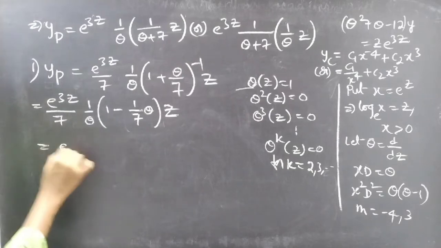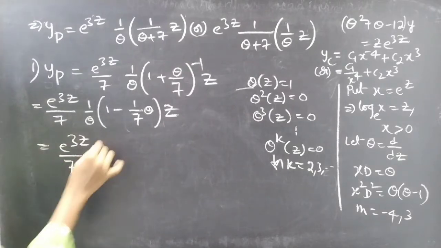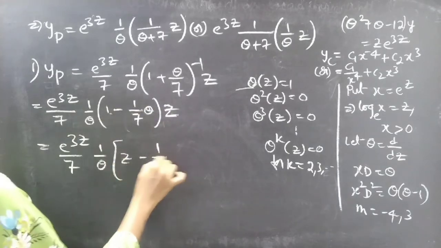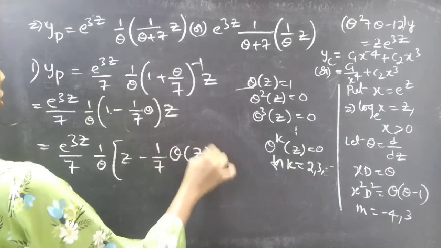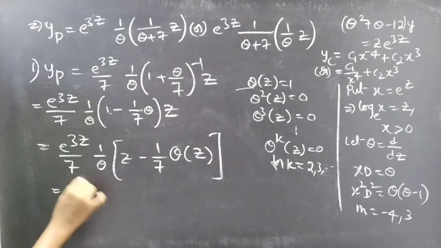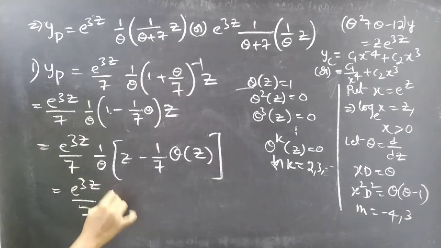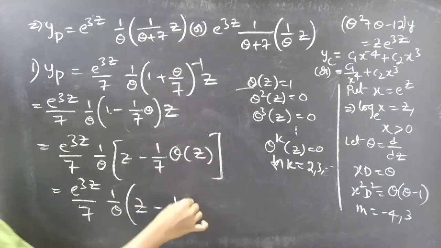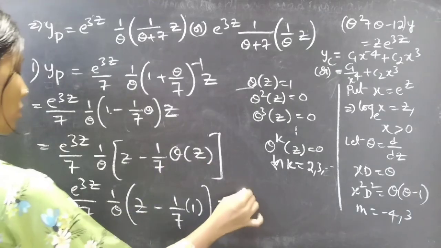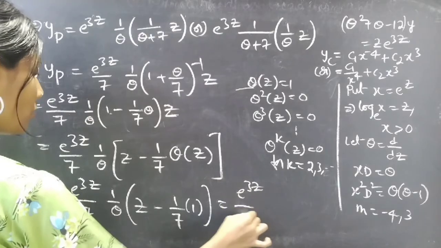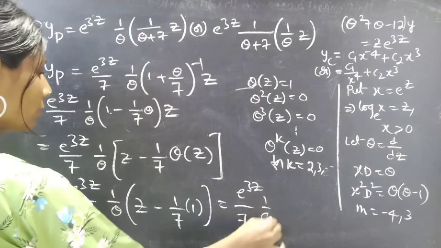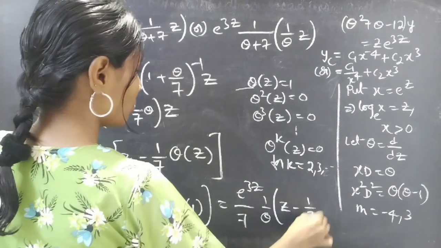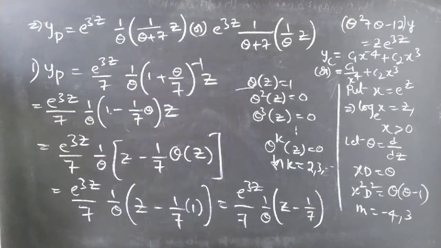Then yp becomes e power 3z by 7 into 1 by theta into 1 into z, which is z minus 1 by 7 into theta of z. This equals e power 3z by 7 into 1 by theta into z minus 1 by 7 into theta of z, whose value is 1, which equals e power 3z by 7 into 1 by theta into z minus 1 by 7.